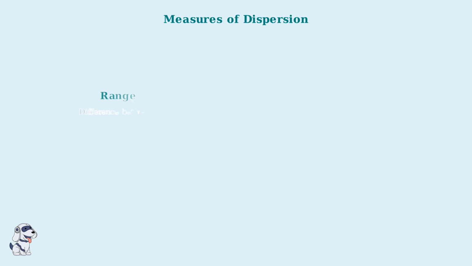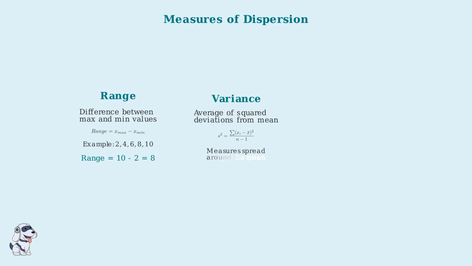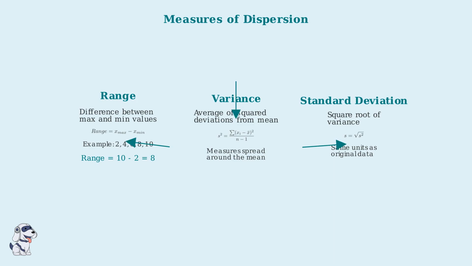Measures of dispersion tell us how spread out the data values are. Range is the simplest measure, showing the difference between the highest and lowest values. Variance measures how much the data points deviate from the mean on average. It's calculated using squared deviations to avoid negative values canceling out. Standard deviation is the square root of variance and is expressed in the same units as the original data, making it easier to interpret.